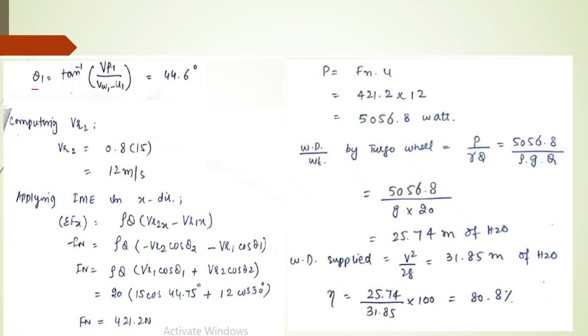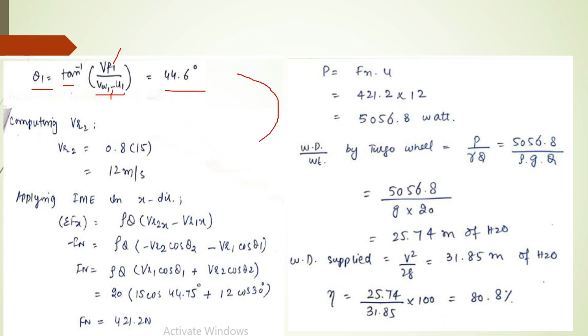Now we can determine theta 1 as tan inverse of Vf1 divided by Vw1 minus u1. I told you earlier this Vw1 minus u1 is equal to the horizontal component of the smaller triangle. So that is the vertical component of Vr1, and this is the horizontal component of Vr1. By dividing these two and taking tan inverse, we can find theta 1, which is equal to 44.6.